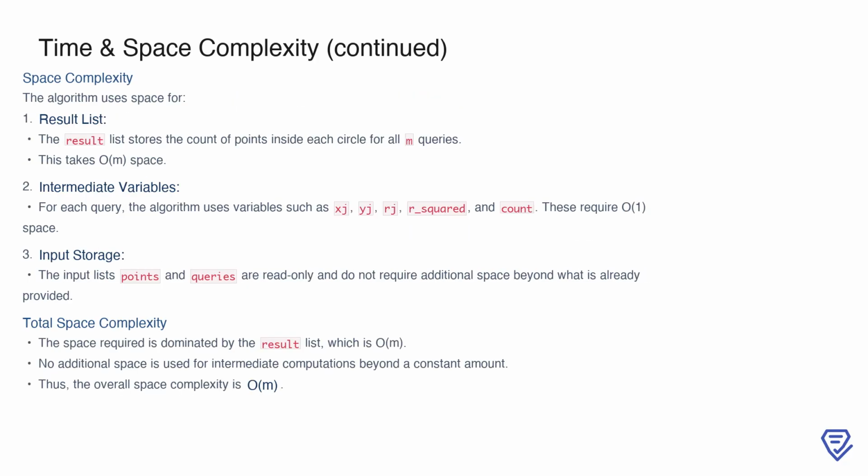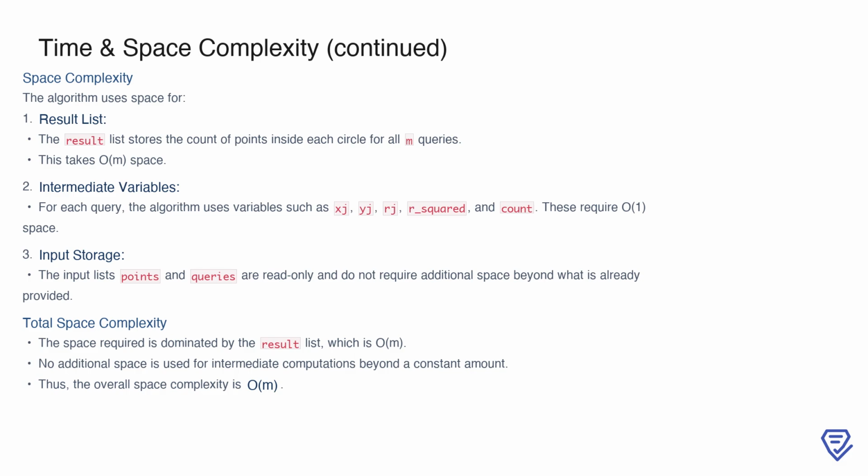Shifting our focus to space complexity, the algorithm uses space primarily for storing the results and a few intermediate variables. The result list, which contains the count of points inside each circle for all m queries, requires O(m) space. Additionally, the algorithm uses a constant amount of space for variables like xj, yj, rj, r_squared, and count during computation. These variables are reused for each query and do not grow with the size of the input, making their space usage O(1). The input points and queries lists are read-only and do not contribute to additional space requirements since they are already provided as input.